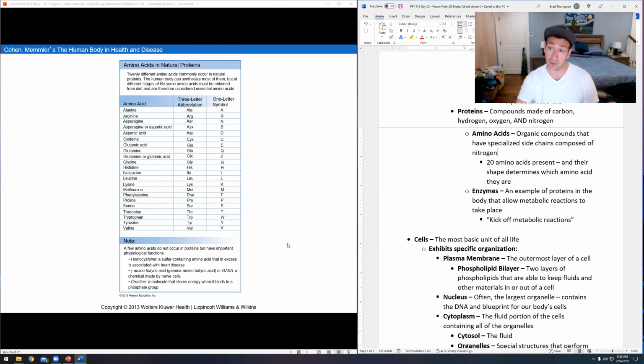Now, how does your body know what order to put them in when it's making skin, hair, nails, muscle, DNA, enzymes, whatever? How does it know how to make which protein? Well, that's where your DNA comes in.